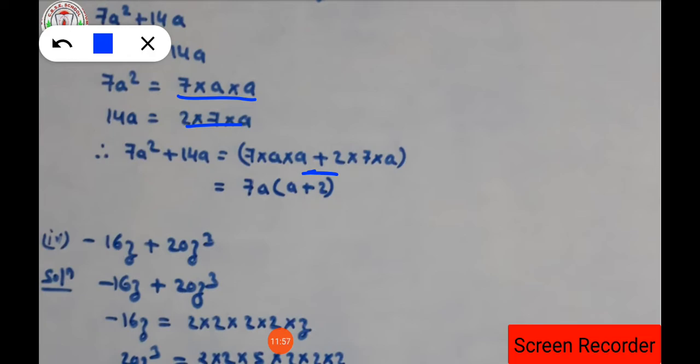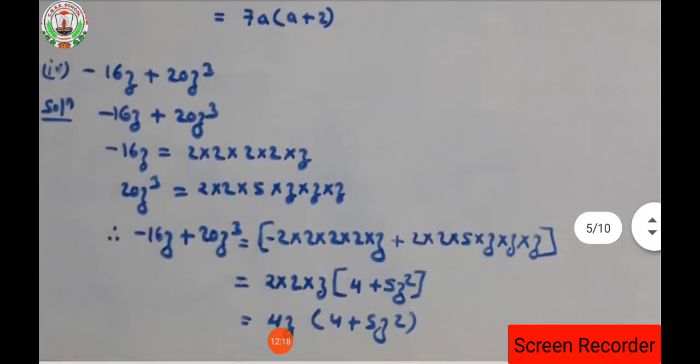So what is common here? The common factors are 7 and a. 7 as well as a is common in both the expanded forms, so that will come outside the bracket. What is left inside the bracket is a plus 2. So what is the required answer? 7a into a plus 2. Clear?